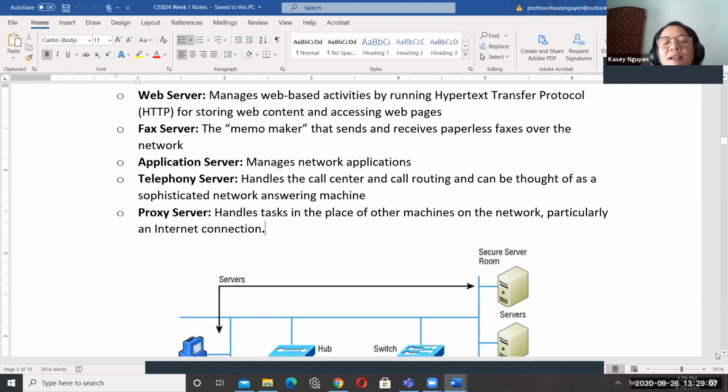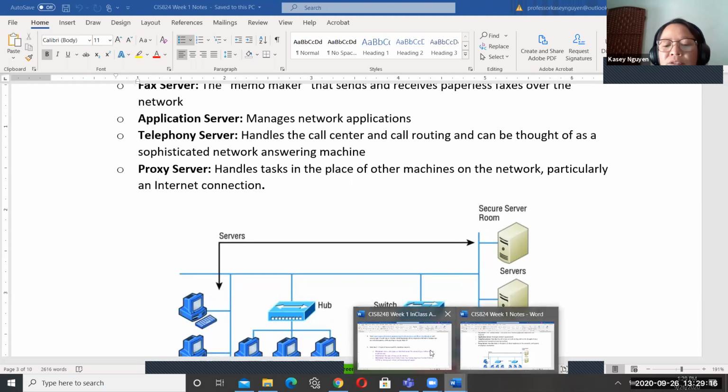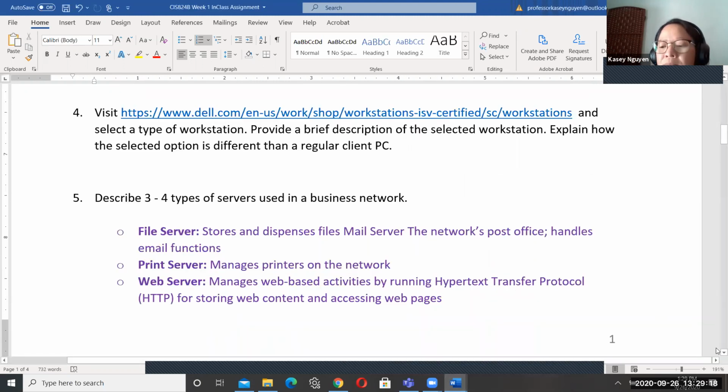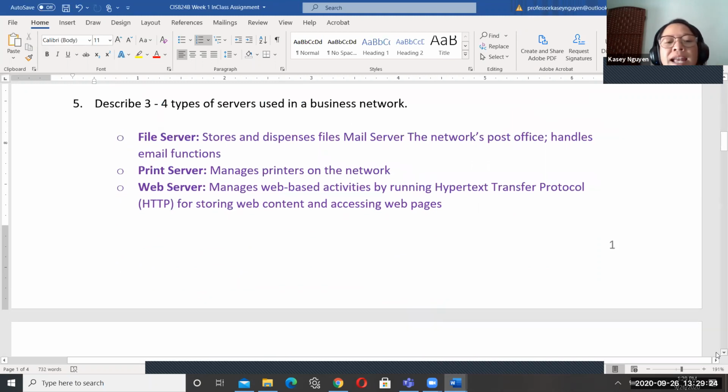Any questions? Okay, so those are the roles of the server. Make sure we know them for possible quizzes. I just need you to identify 3 to 4 types.